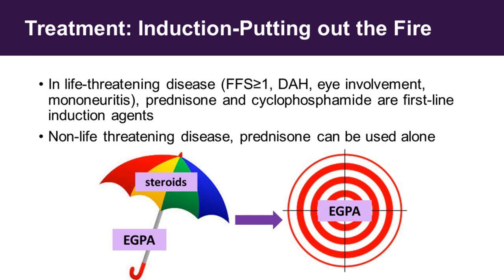So in life-threatening disease, so a five-factor score of greater than or equal to 1, and also in patients with significant organ involvement, so alveolar hemorrhage, nerve compromise, eye involvement, really prednisone and cyclophosphamide are our first-line induction agents. And when you're looking at non-life-threatening disease, again, this is different than the other ANCA vasculitides. Prednisone can be used alone. In MPA and in GPA, we're always thinking about using prednisone with another type of agent for induction, and in low disease severity EGPA, we can use prednisone alone, and I'll talk a little bit about that data.